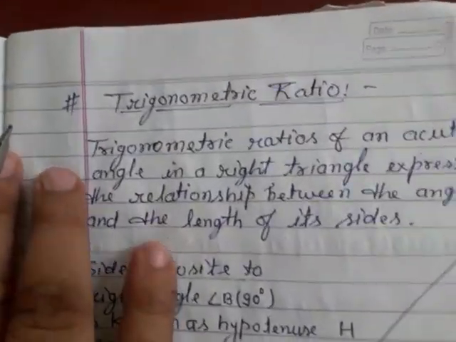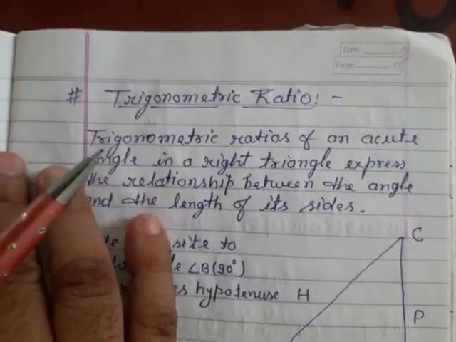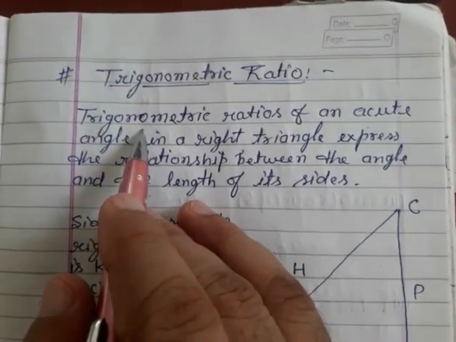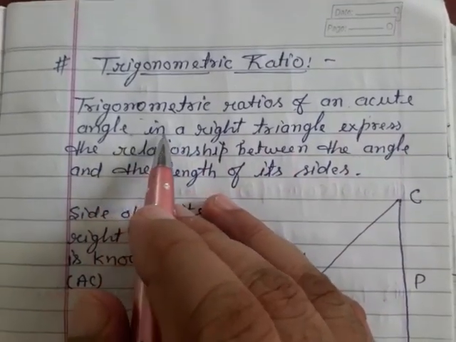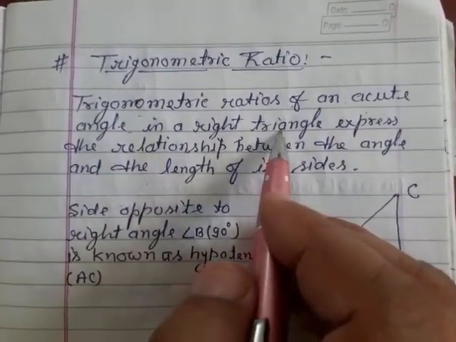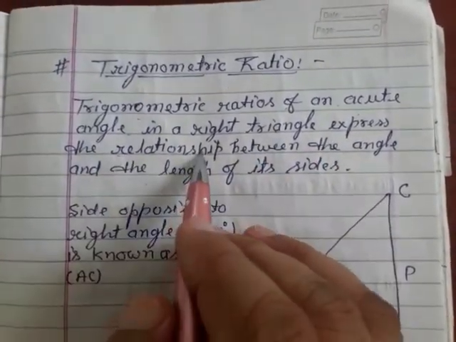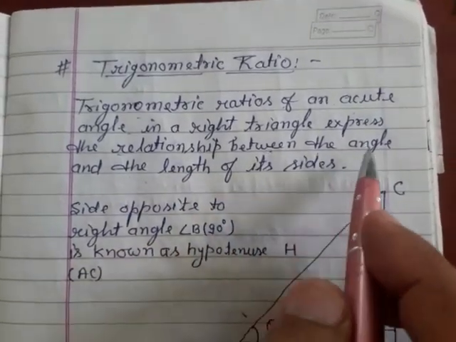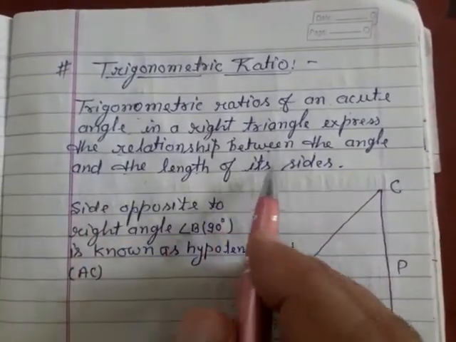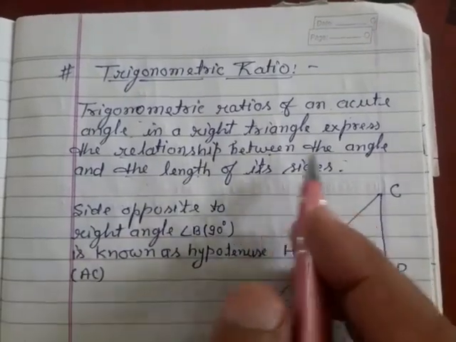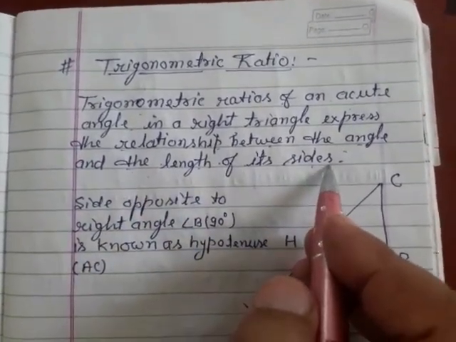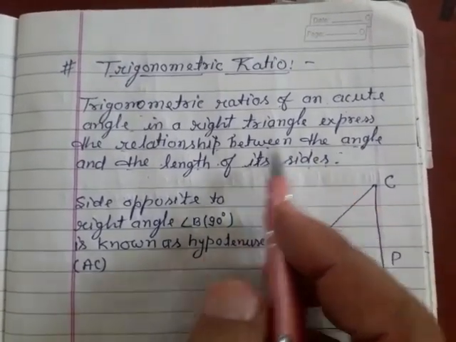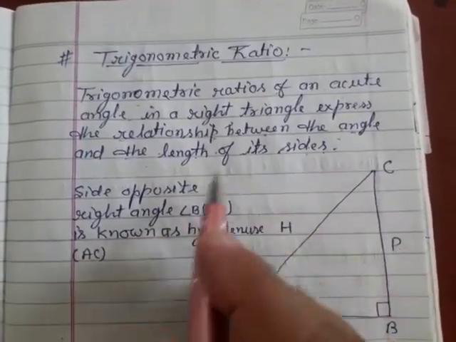Now we discuss trigonometric ratios. The trigonometric ratio of an acute angle in a right triangle expresses the relationship between the angle and the length of the sides. It depends on the angle and the length of the sides. Clear?